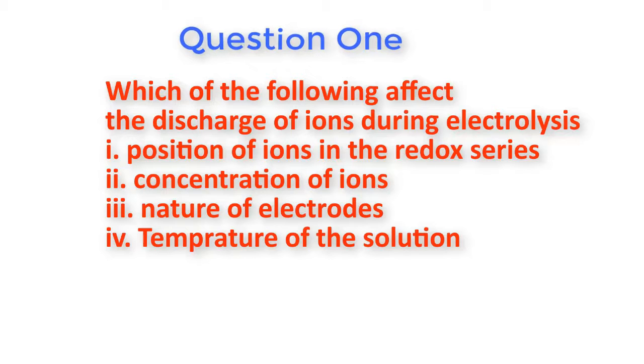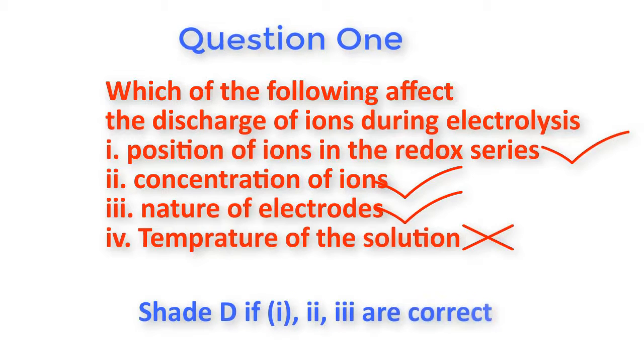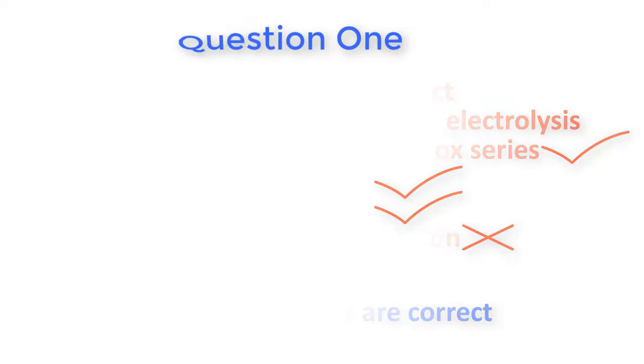So options 1, 2 and 3 are correct, and from the rules given to us above, D is the correct answer. D is the correct answer. Options 1, 2 and 3 are correct. 4 is wrong, so D is the correct answer. Now let's move to question number 2.